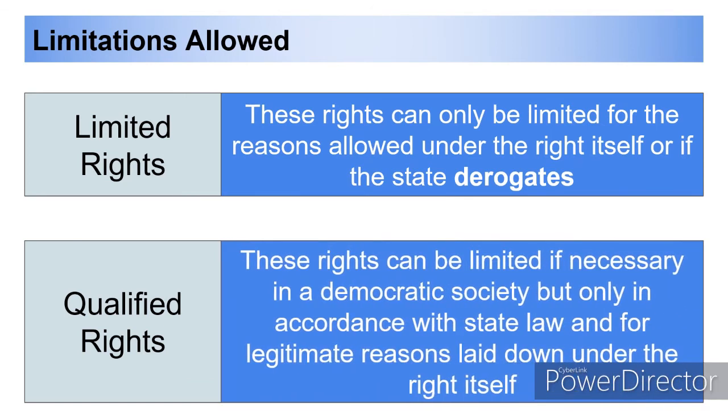Qualified rights are rights that can be limited again, but only if necessary in a democratic society, in accordance with state law, and for legitimate reasons. And these reasons will be laid down under subsection 2 of the right itself. So you need to remember the three aspects of a qualified right. Necessary in a democratic society, in accordance with law, and only for legitimate reasons.